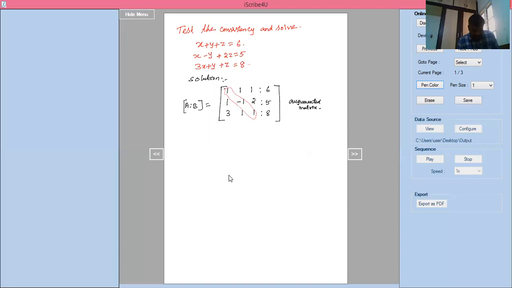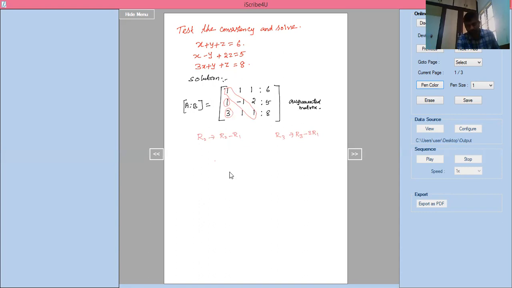In the R2 row I have to make 0, and in the R3 row also I have to make 0. R2 implies R2 minus R1. Similarly, R3 implies R3 minus 3R1. We always use the first row only to make the elements below the principal diagonal 0. Now I can write this.